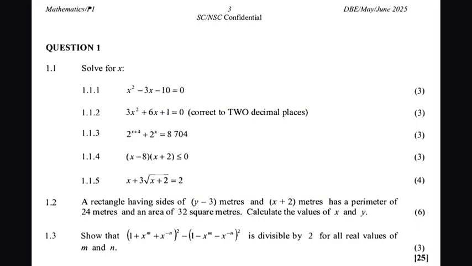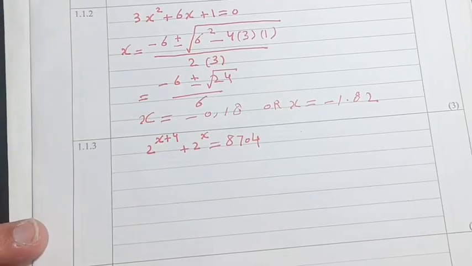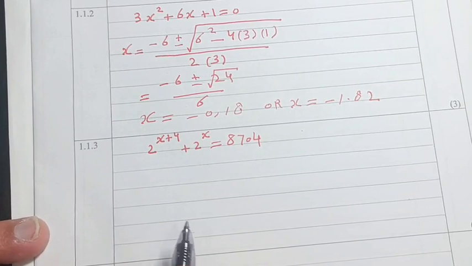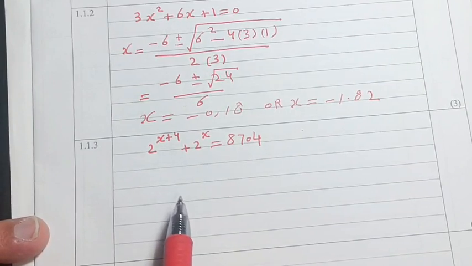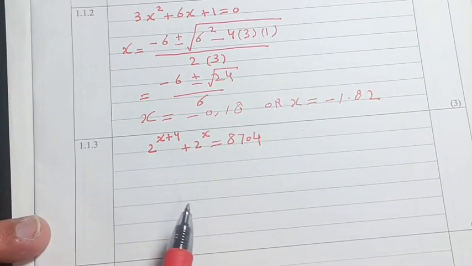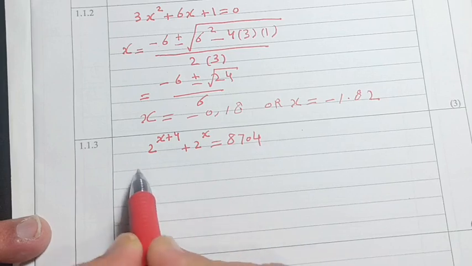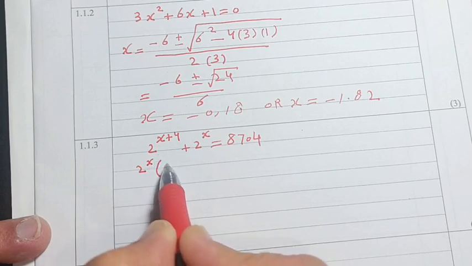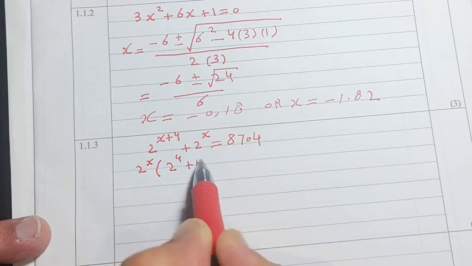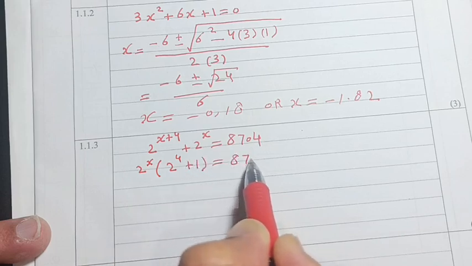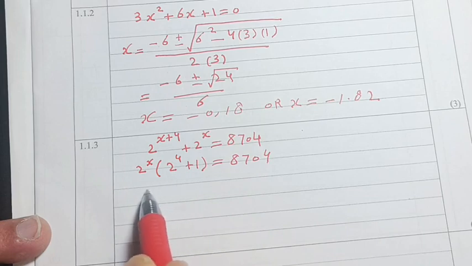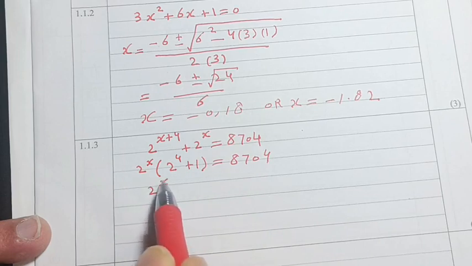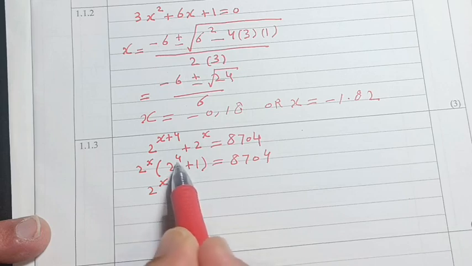1.1.3. This is an exponents question. Step 1, I need to factor the expression. The 2 to the power x is common, so only 2 to the power 4 plus 1 is left, equal to 8704. I simplify this to become 2 to the power x times, 2 to the power 4 is 16, plus 1 is 17.